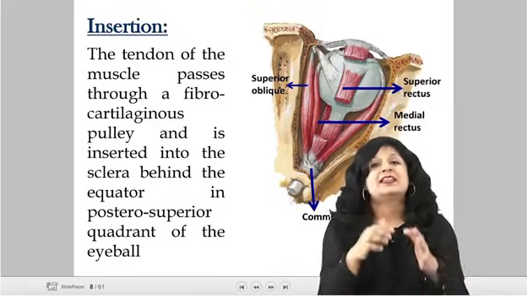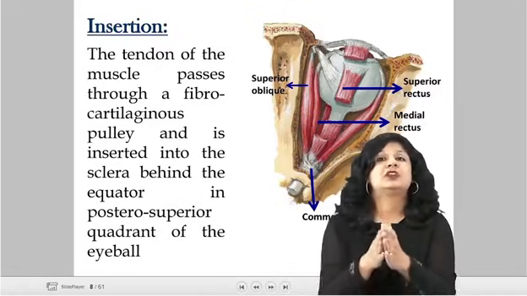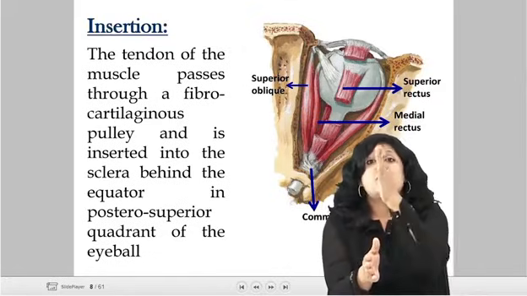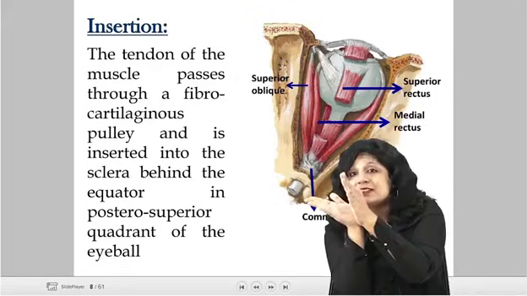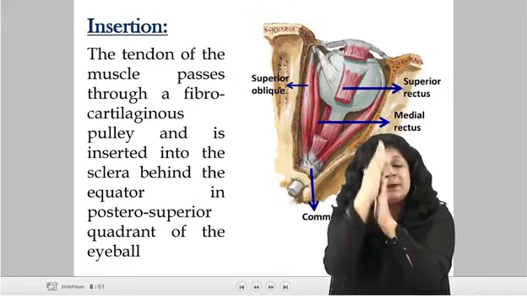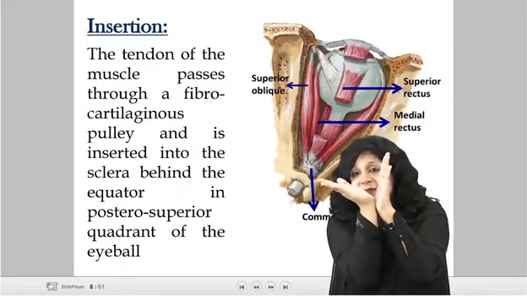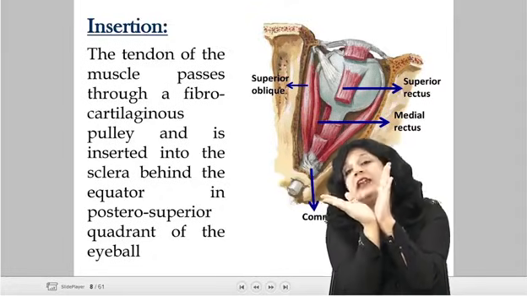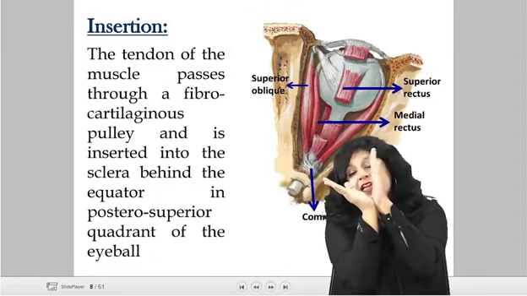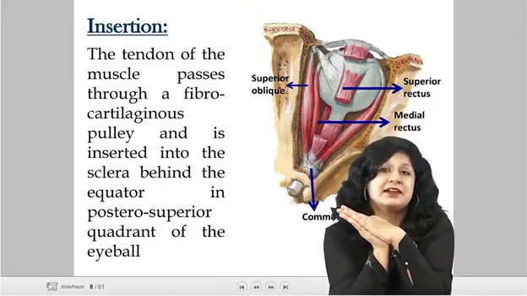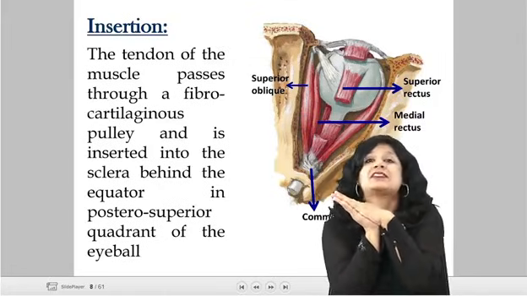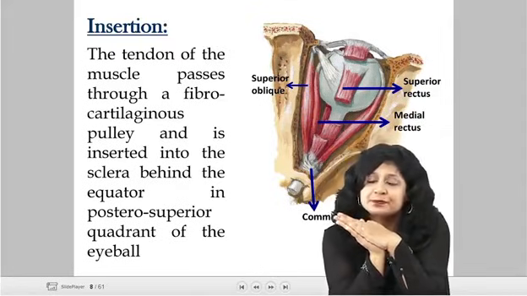I am saying that the elevation and depression are maximum when the optical axis coincides with the axis of the muscle. So if this is my optical axis, the axis of the rectus muscles is laterally 23 degree. So when I abduct my eye, both will coincide and the rectus muscles will do maximum elevation and depression.